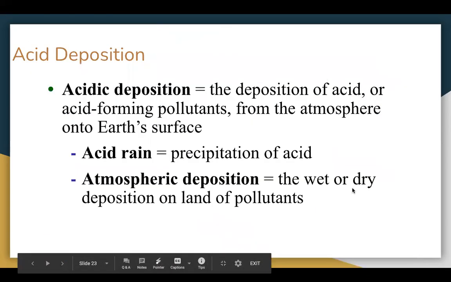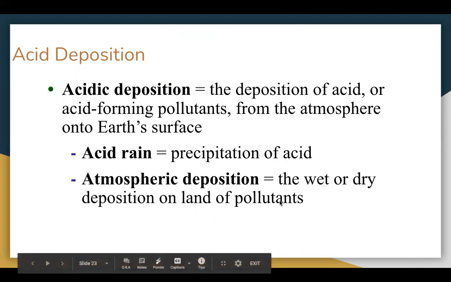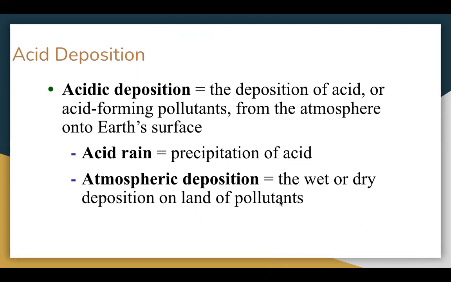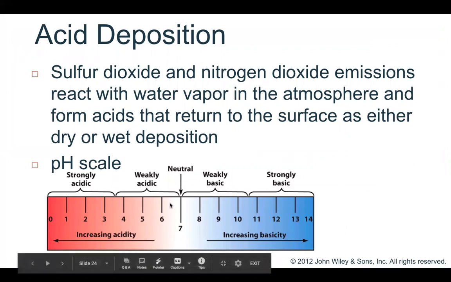So acid deposition, or acid rain, is the formation of acid from the atmosphere, and it falls onto the Earth's surface. It can be in a liquid form, or it could be what we call dry deposition, in which pieces of dust that are acidic fall to the ground. And remember that acid rain comes from SO2 and NO2, from the NOxes and the SOxes, when they react with water in the atmosphere. They're going to give us something that's acidic.